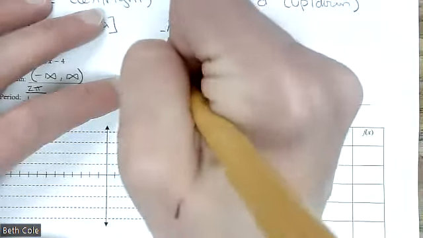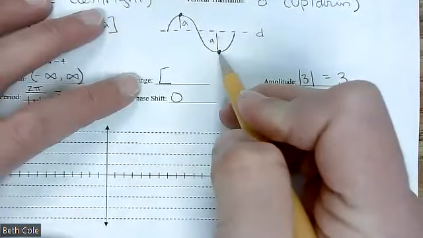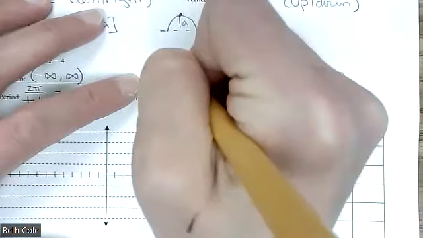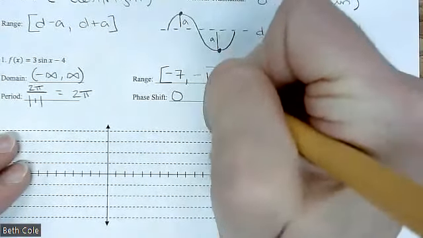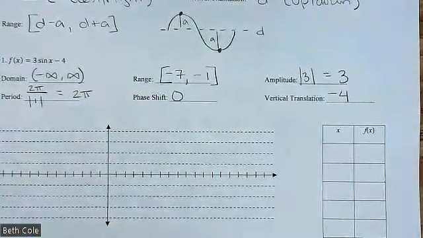So what's your low value going to be? It'll be -7. So -4 is your center. If you go down 3, it'll be -7. If you go up 3, it'll be -1. Good. Now here's the other option you have.